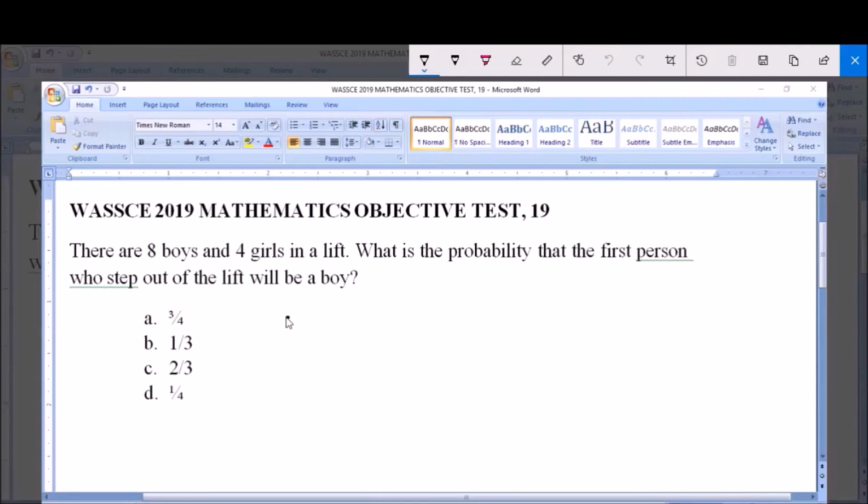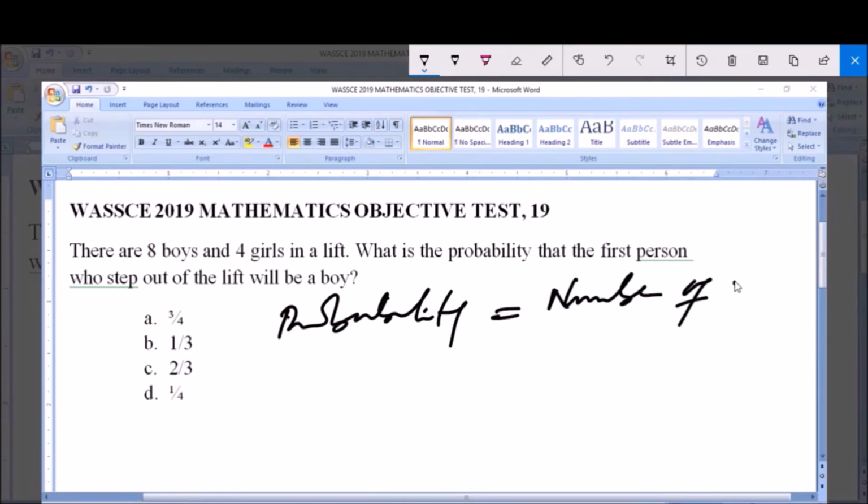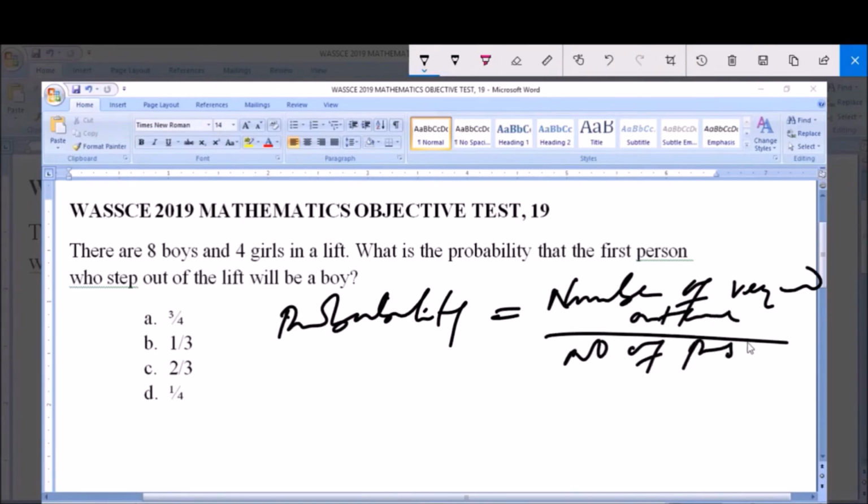Now, probability, the formula for finding probability is what? Number of required outcome over number of possible outcomes. Now the required outcome is that outcome that the question is asking you to find the probability of. Then the possible outcome is the total number of outcomes that can actually be possible.